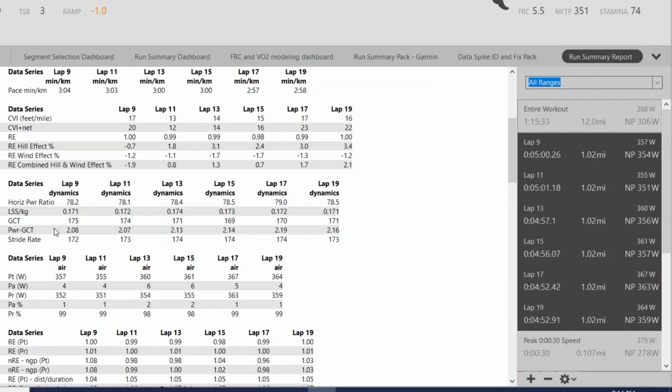And the next one is ground contact time. That's in milliseconds. Under 200 is very good. This is pretty elite stuff right here. I use power to ground contact time. That's taking the average power, dividing it by ground contact time, coming up with this number here.